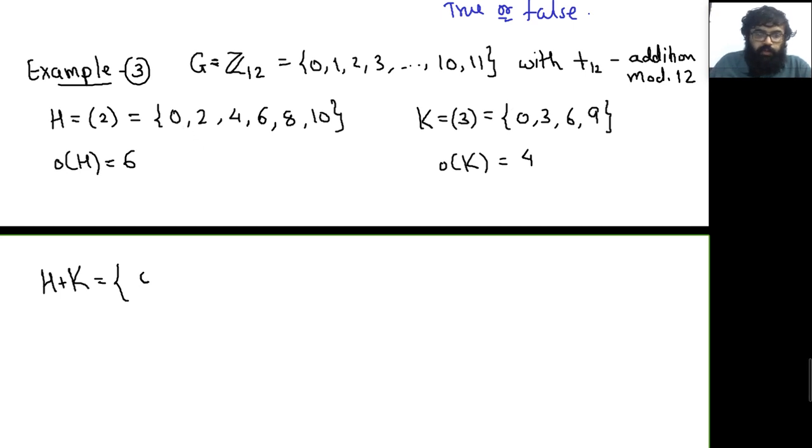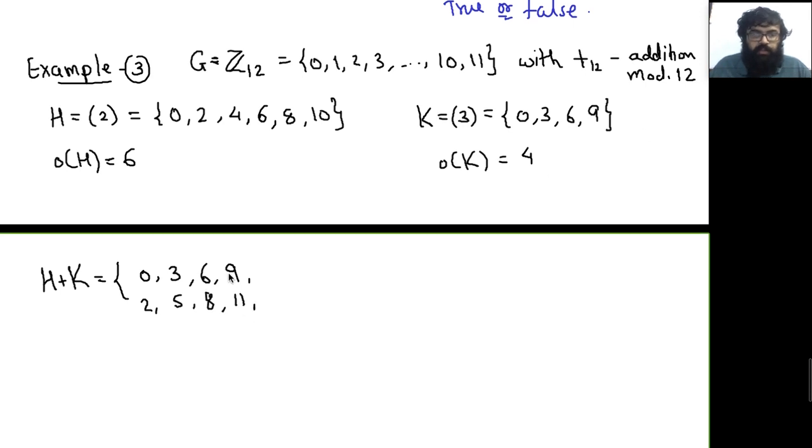So 0 plus 0 is 0. 0 plus 3 is 3. Then 0 plus 6 is 6. 0 plus 9 is 9. Then 2 plus 0, that is 2. Then 2 added with all elements of K. So an element of H plus an element of K. Let us fix 2 and then add with all these 4 elements. 2 plus 3 is 5. 2 plus 6, 8. And then 2 plus 9, 11. So this we have 4 elements.